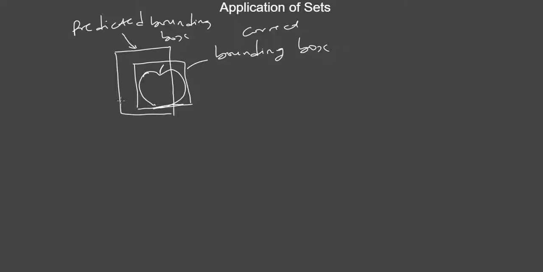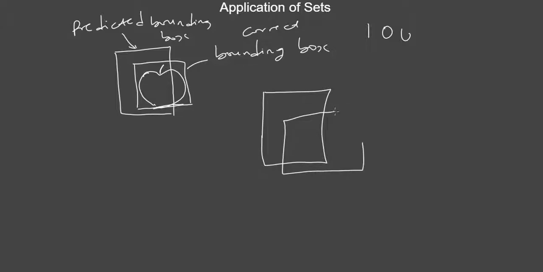To answer that question, AI experts use this concept of IOU. So let's take these two bounding boxes and break it down. Let's say this is the correct box that we know to be the correct bounding box, but the software is predicting this. How do we measure how good the software is? How do we measure that?